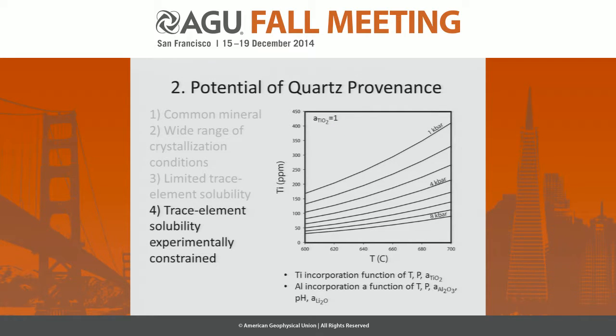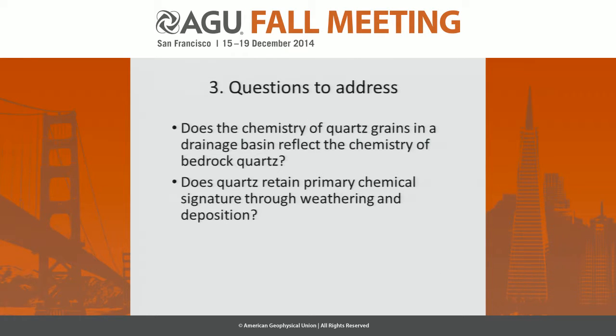And finally, as alluded to in the previous slide, we have some understanding of the trace element composition of quartz and the dependence of the solubility on thermodynamic principles. So in this figure, I'm just showing isobars of titanium versus temperature. And so in terms of titanium, we understand that its incorporation into quartz is a function of temperature, pressure, and the activity of titanium. And with aluminum, it's also a function of temperature and pressure, the activity of aluminum in the system, as well as the pH and the activity of lithium due to that charge balancing coupled substitution.